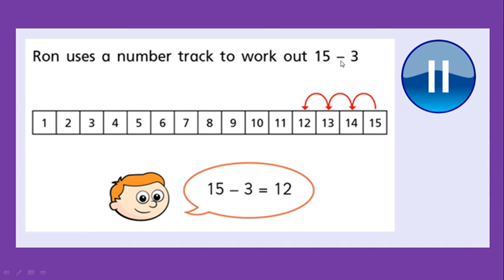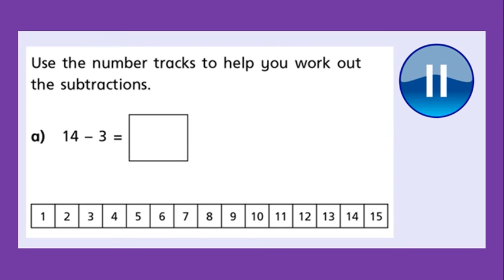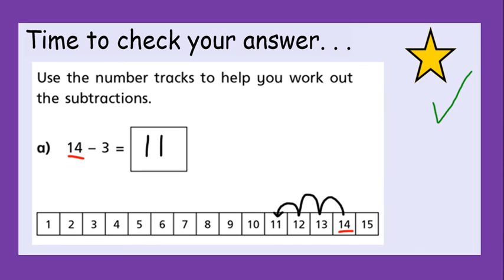He remembered when he was taking away that his jumps needed to go backwards. So well done, Ron, you've got that answer correct. This is what we are going to be doing, year ones, okay? So your first question says use the number track to help you work out the subtractions. So 14 take away 3 equals what? 14 subtract 3 equals what? Pause the video, work it out, and we will check on the next slide.